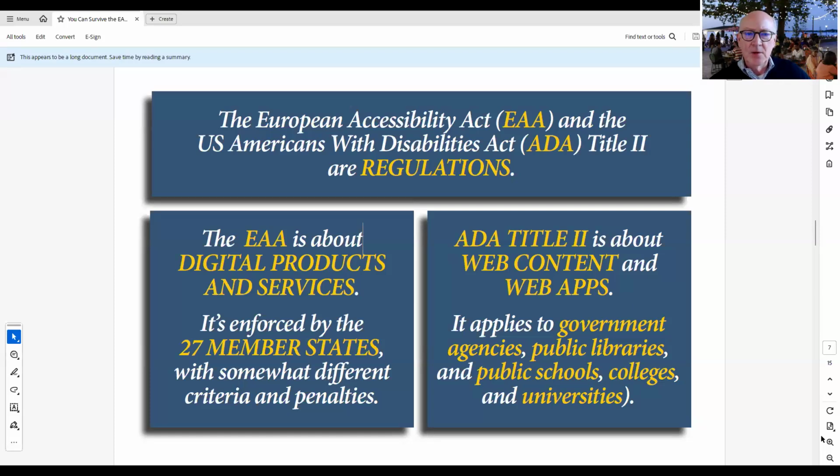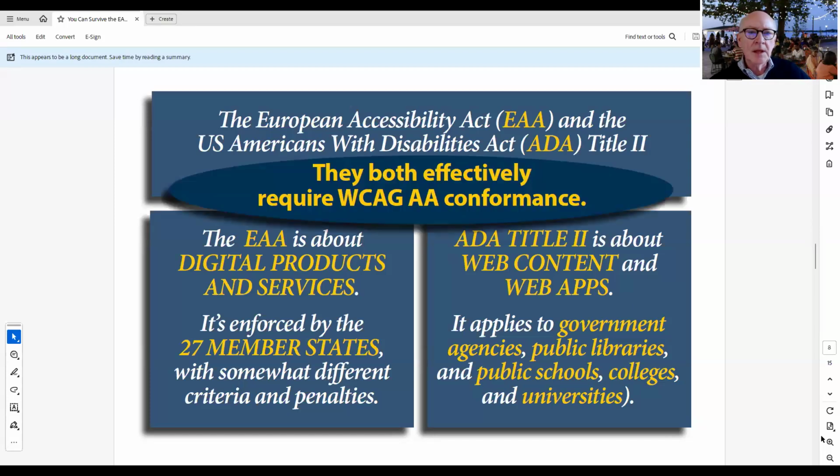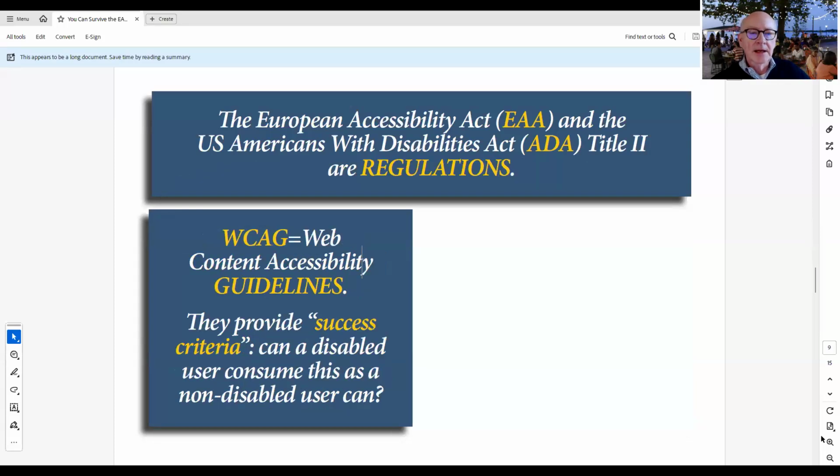So just not quite a year after the EAA comes into effect, which is this June, the end of June. But one good thing about these two is, in effect, they both effectively require WCAG AA conformance. So what do I mean by WCAG? WCAG is the Web Content Accessibility Guidelines from the W3C. They are also not specifications, but what they do is define success criteria. So let me give you a couple of examples.